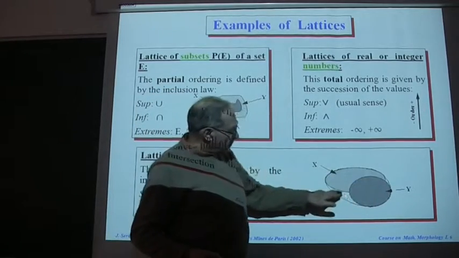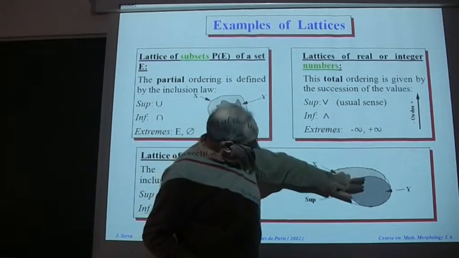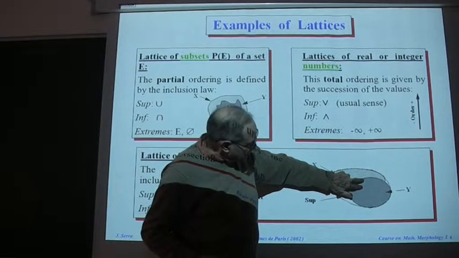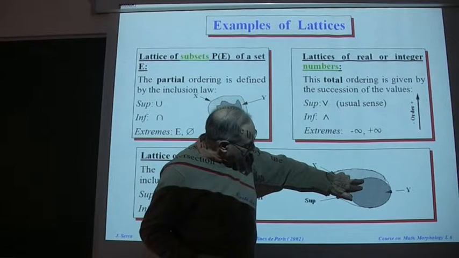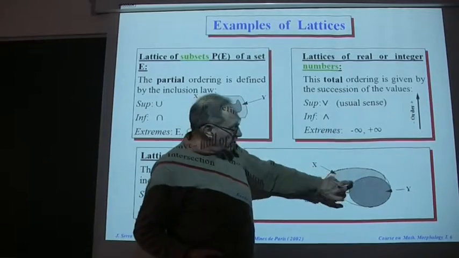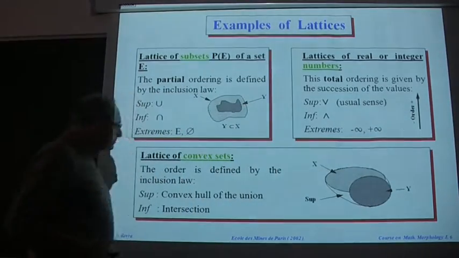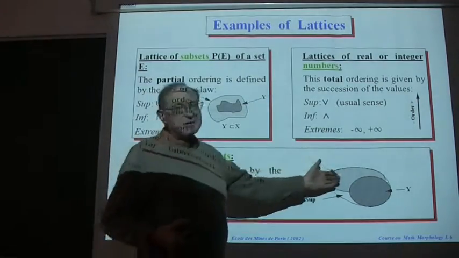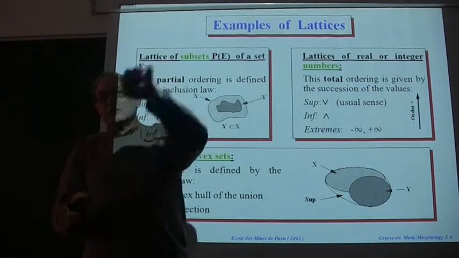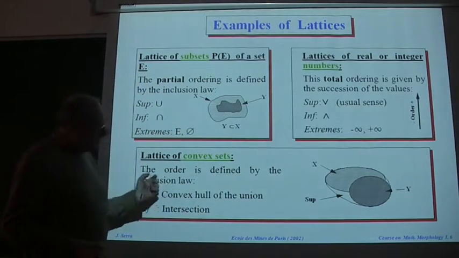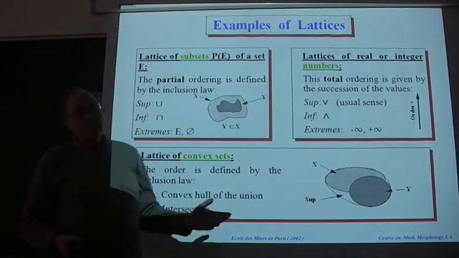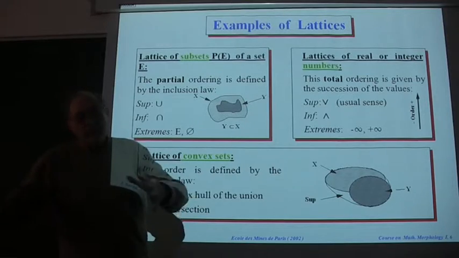If you take the intersection of two sets which are convex, and you take two points in the intersection, since they belong to the first set which is convex, the segment belongs to the first. For the same reason, the segment belongs to the second, so the segment belongs to the intersection. So the intersection of two convex sets is convex. So if you order these sets with the normal ordering of inclusion, any point of the set included is also a point of the set which contains it, you have the law of the intersection which is good, but the supremum is not the union. So it's another lattice.